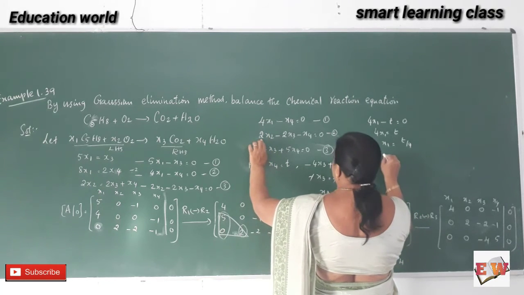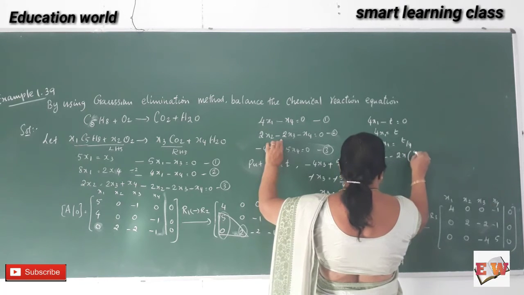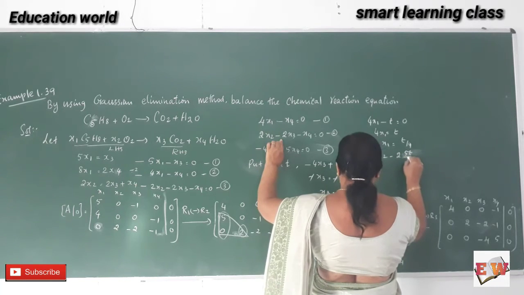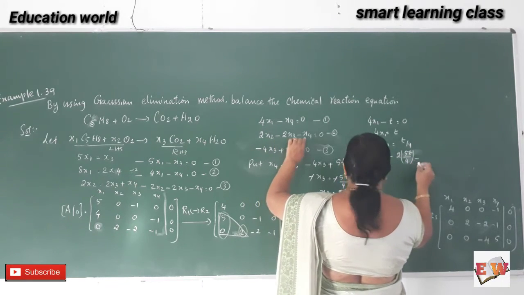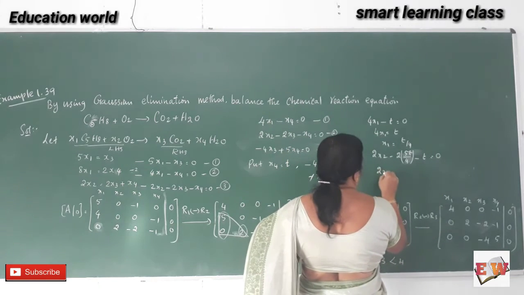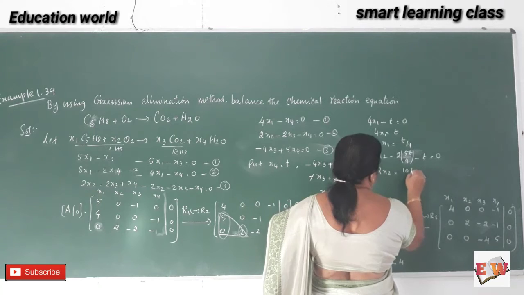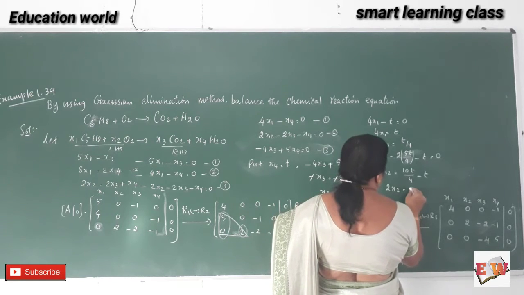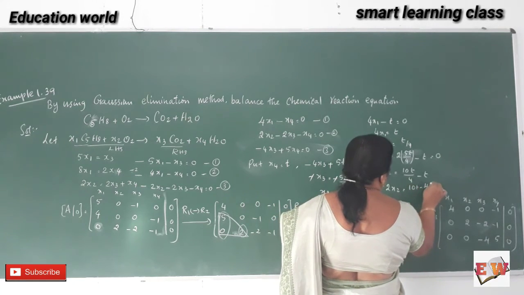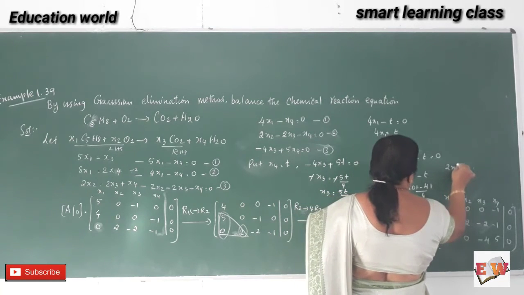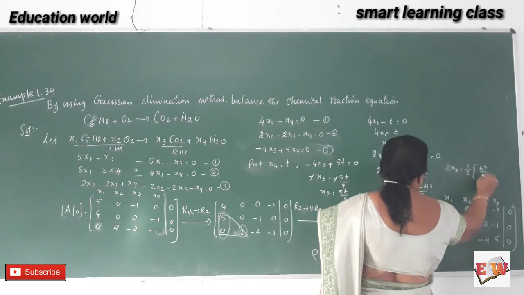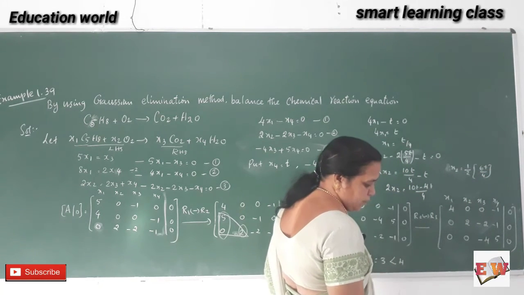Here 2x2 minus 2 into x3, instead of x3 you have to substitute 5t by 4, minus t equal to 0. 2x2 is equal to 10t by 4 minus t. 2x2 is equal to 10t minus 4t by 4. 2x2 is equal to 6t by 4.